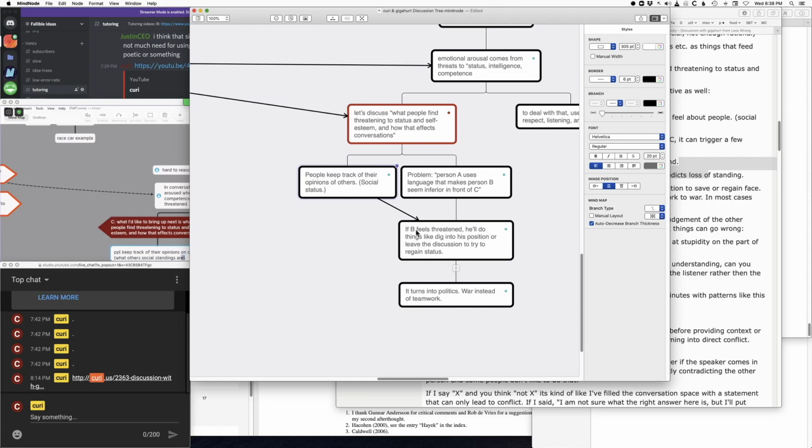Because the status came up again here. So I threw in an arrow.